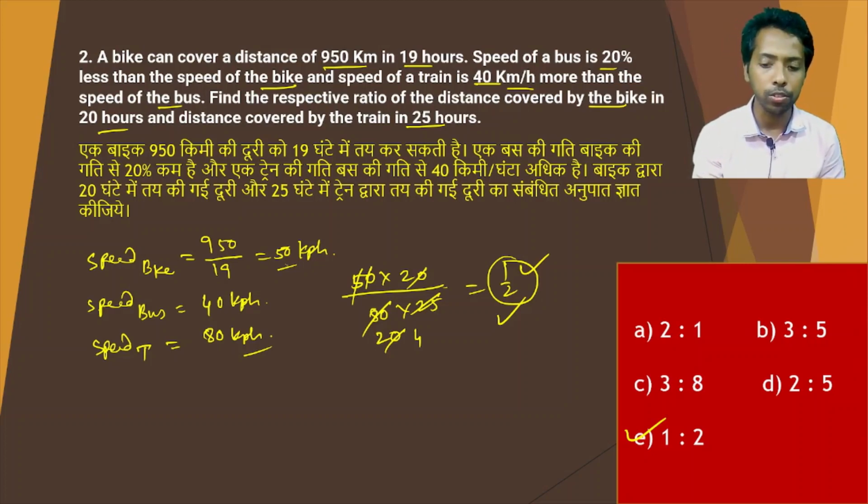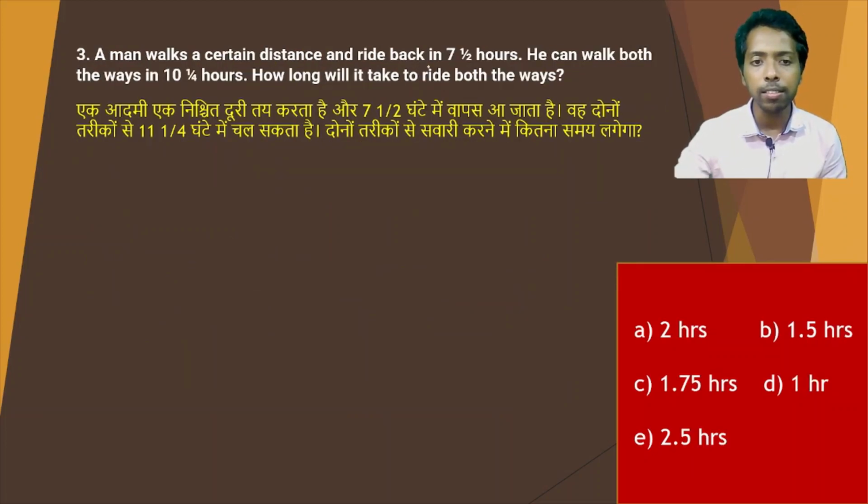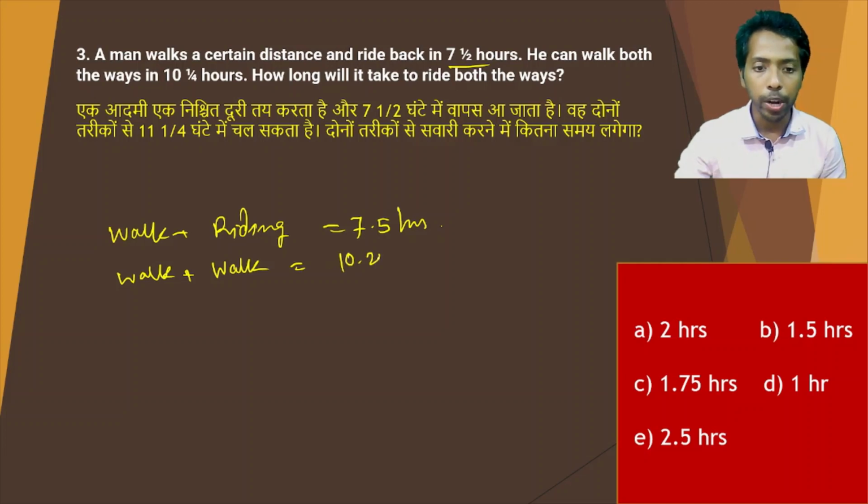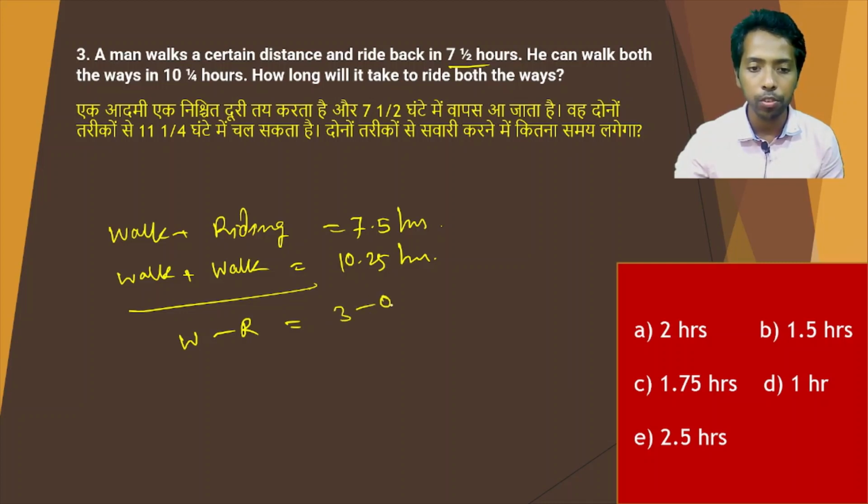Moving to the next question here. A man walks a certain distance and rides back in 7.5 hours. So walking plus riding is 7.5 hours. And he can walk both ways, that is walking plus walking, 10.25 hours. Now we can just solve it. Walk minus ride: if it's 10.5, that is 3, but this is 0.5 less, so 0.5 less, that is 2.75.